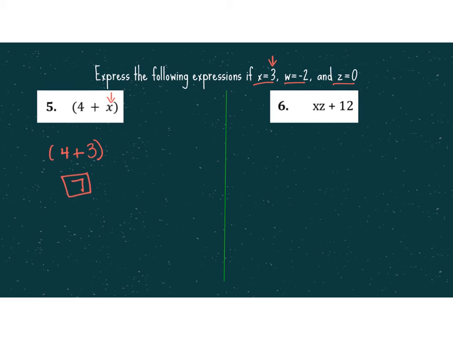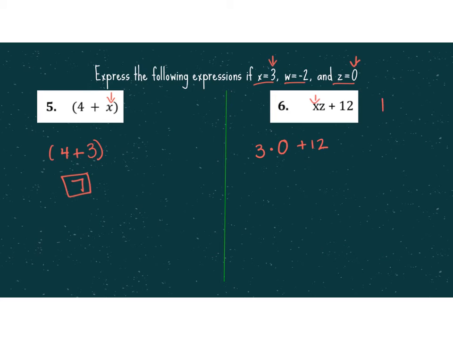When you have two letters or two numbers right next to each other, that means multiply. Okay, it's starting with an X. Well, I already know my X is a 3, so I'm going to start with a 3. And then I know I'm going to multiply something. I'm going to multiply my Z. Well, when I look up here, my Z is 0. So I'm going to stick a 0 in. And then it just says plus 12.